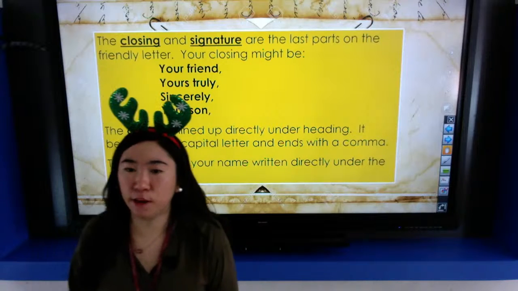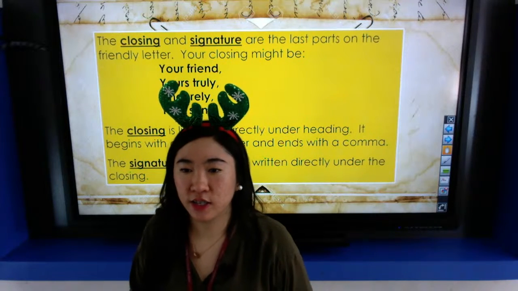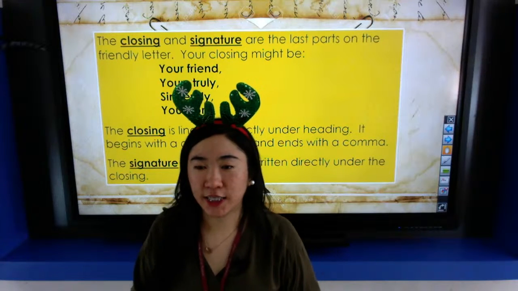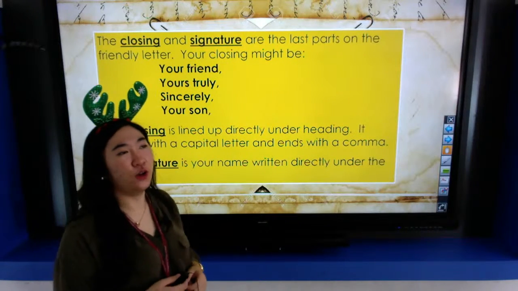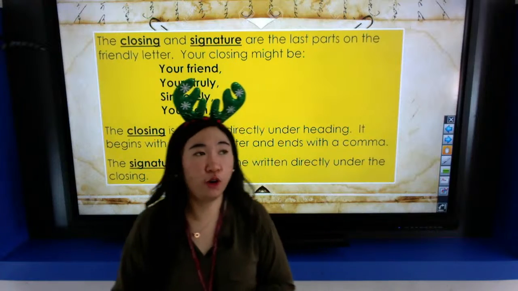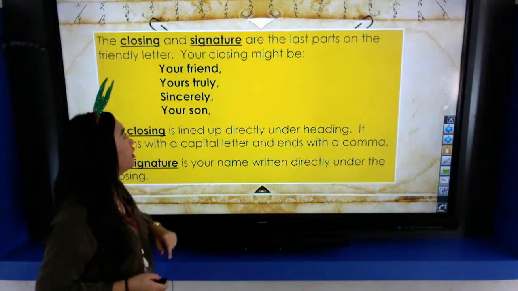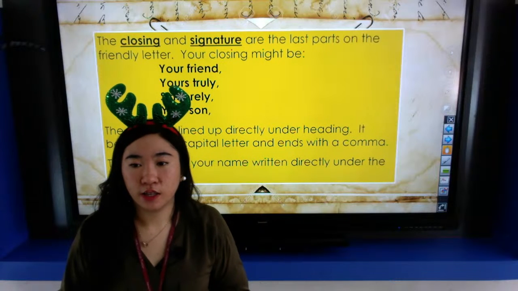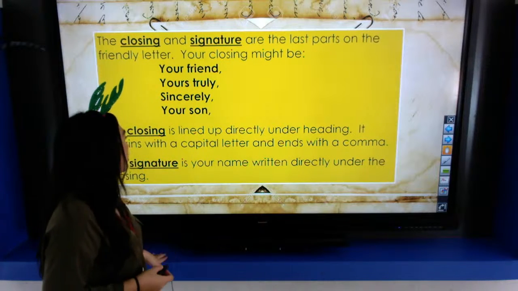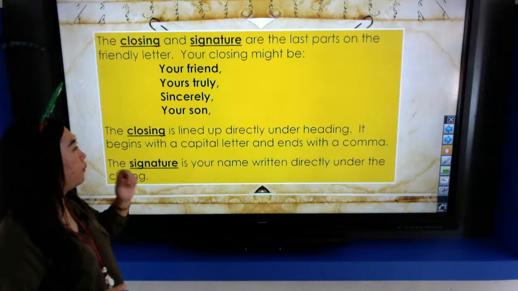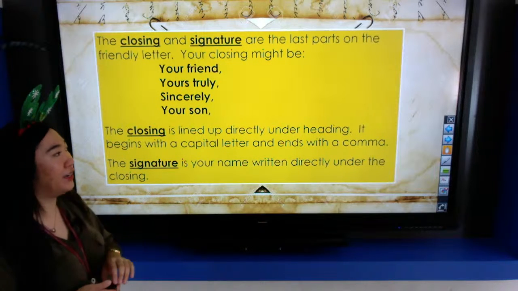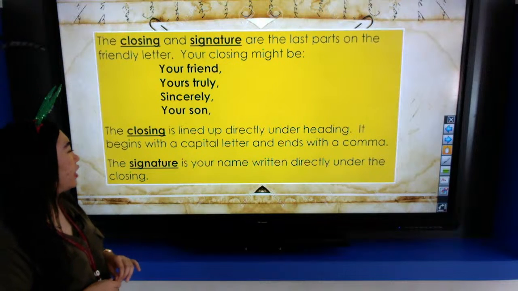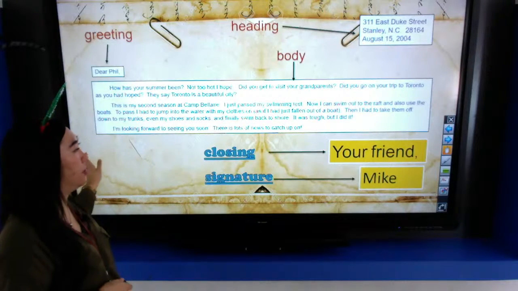Understand? Who can give me an example of a closing? Who can give me an example of a closing? Yes? You can write your friend or your classmate, comma. Don't forget to write a comma after your closing. Who can give me an example of a closing? Okay, so when we say closing, the closing is lined up directly under the heading. It begins with a capital letter and ends with a comma.